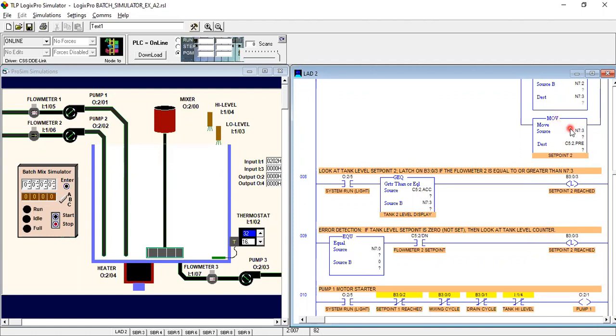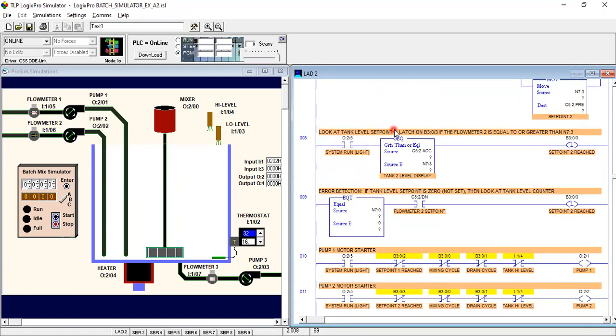So this move instruction transfers data from source to destination. In the source value we have the integer value, and in the destination value we have the counter reset value. That counter is different from our previous run counter. In the 8th rung we look at the tank level set point 2 latch on binary 3:0/3, if the flow meter is equal to or greater than N7:3.